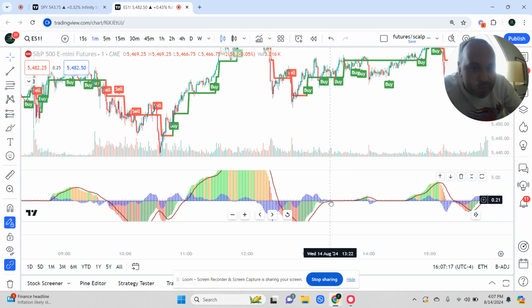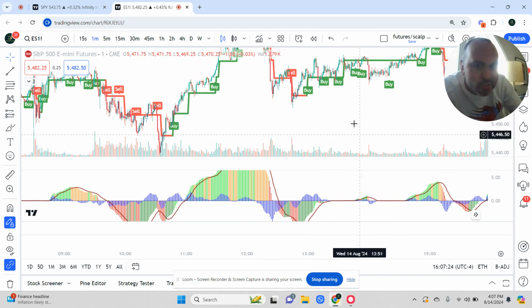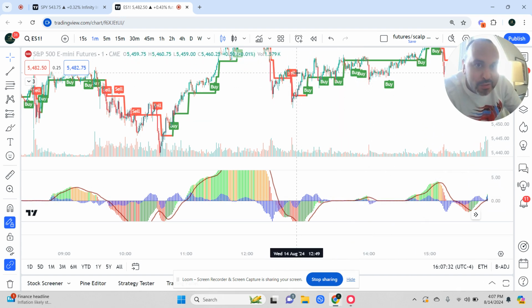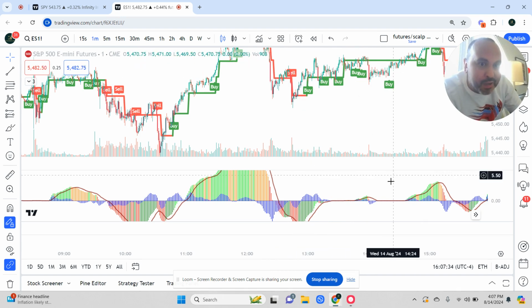Look where it's flat, right? What's the price action? What's the price doing? It's just kind of going up and down and up and down. It's going sideways, right? And you have maybe this little blip right here, but in general, during this time, the price action is going sideways.